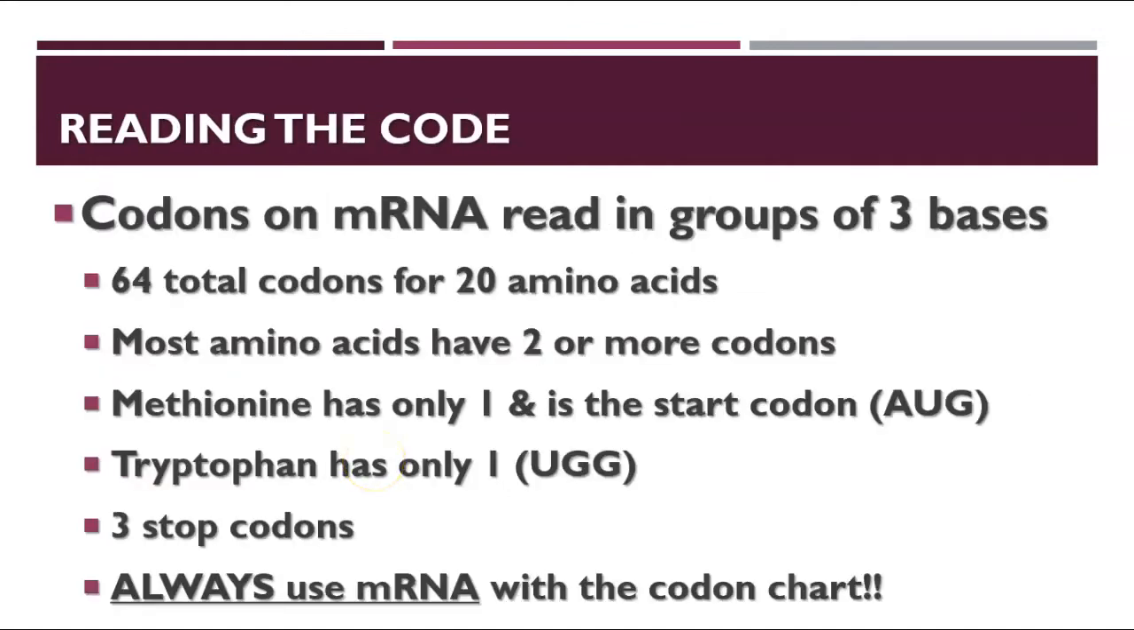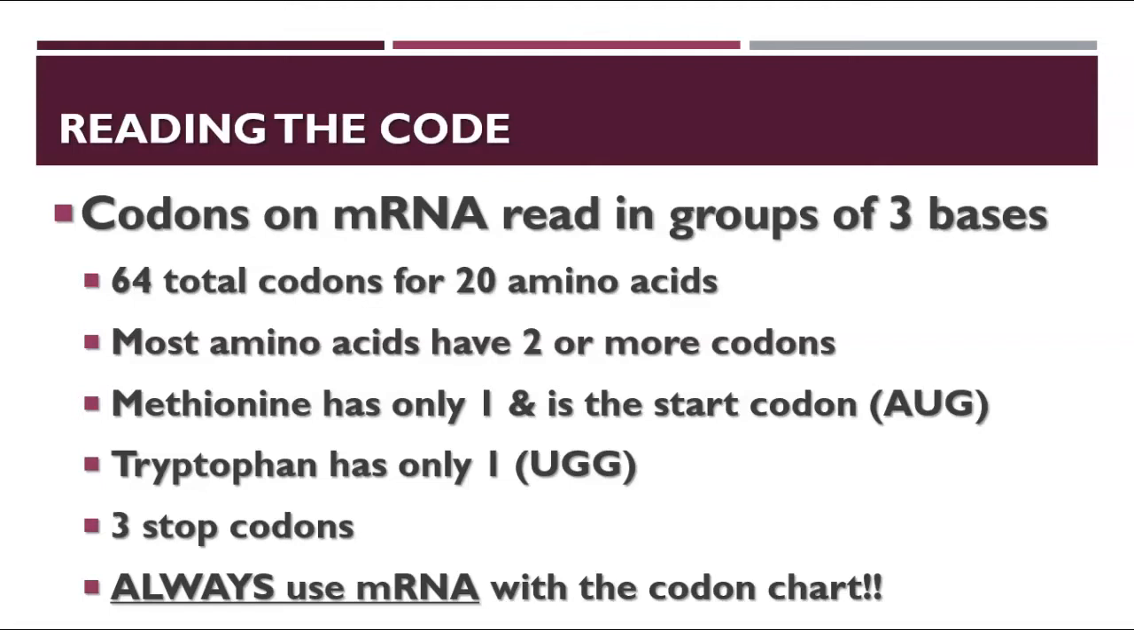When you're reading the code, remember that your codons are read in groups of 3 bases. There are 64 total codons for 20 amino acids. Most amino acids have 2 or more codons. Methionine has only 1 and is the start codon, AUG. Tryptophan has only 1. Its codon is UGG. You don't necessarily have to know that because you'll have a codon chart. And then there are 3 stop codons.